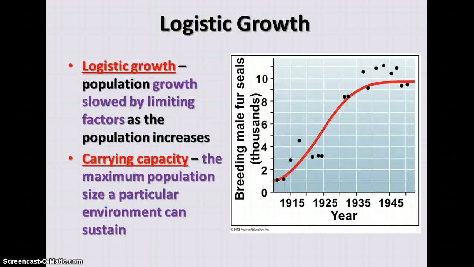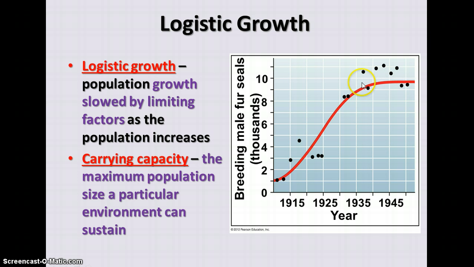Here's a graph showing logistic growth. This is where the population has slowed by limiting factors as the population increases. So if you reach the point where there's not enough food to eat, or there's not enough space for the plants to grow, or there are too many predators for the population of animals, whatever it is, the growth has slowed and come to a more or less steady rate.